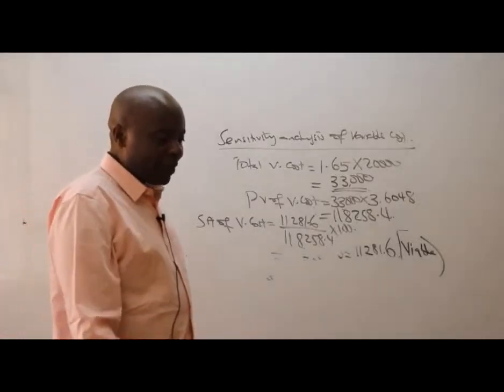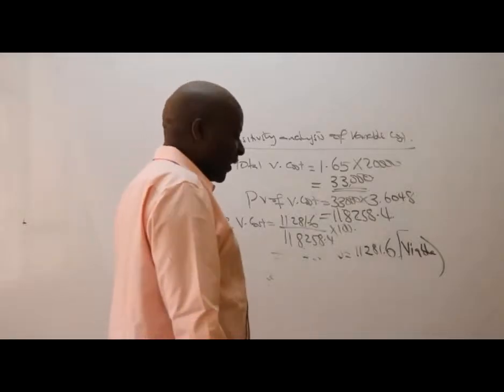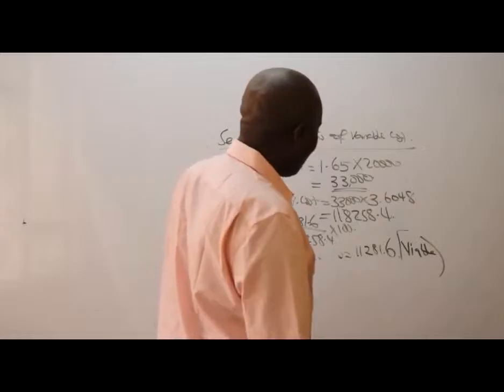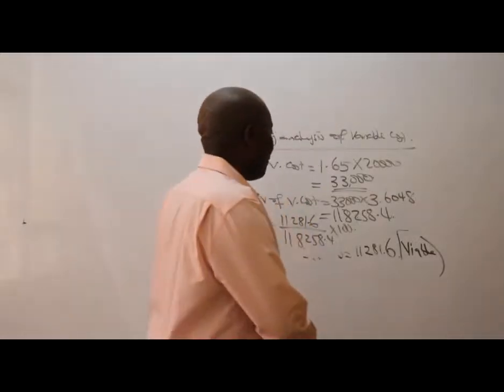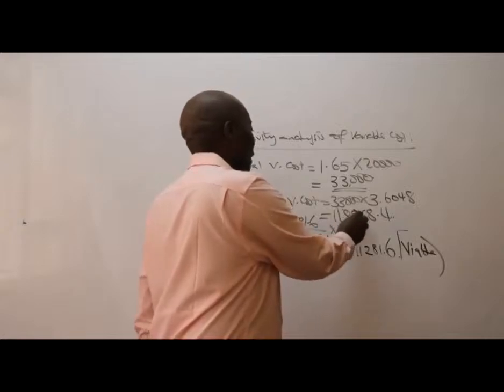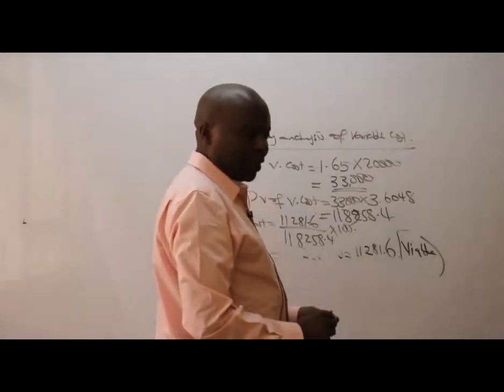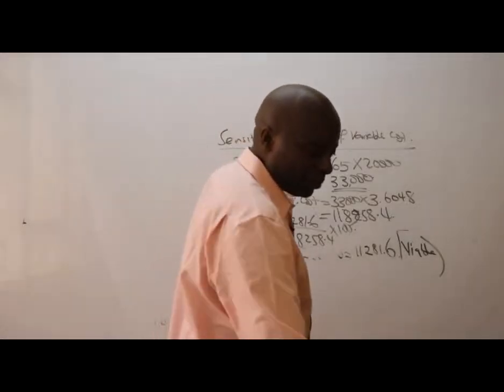Oh, the present value, they're reminding me. They're telling me, Mwalimu, no, present value is 118,958. 118, thank you very much for that correction. I love being corrected often. The more they correct me, the better I become.